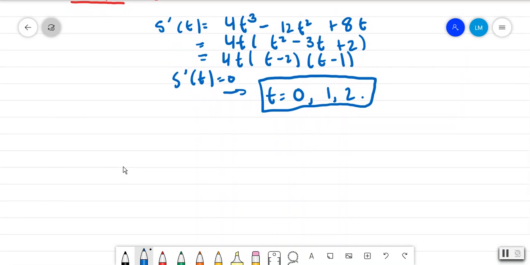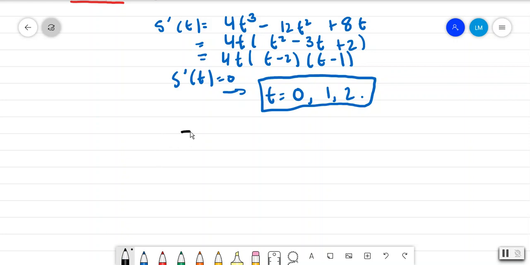Now, if we wanted to know the places where it moves left and right, then in that case we would set up an interval line test of 0, 1, and 2. If we plug in values in between, such as a half, or 1.5, or even 3, back into the first derivative, that's going to tell us whether it's moving left or right.